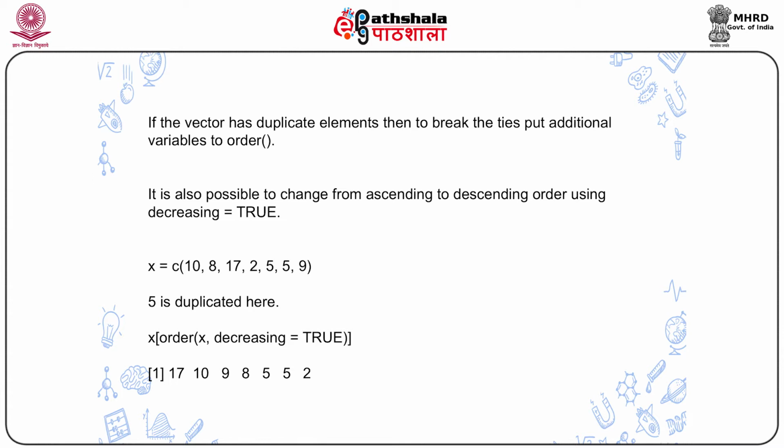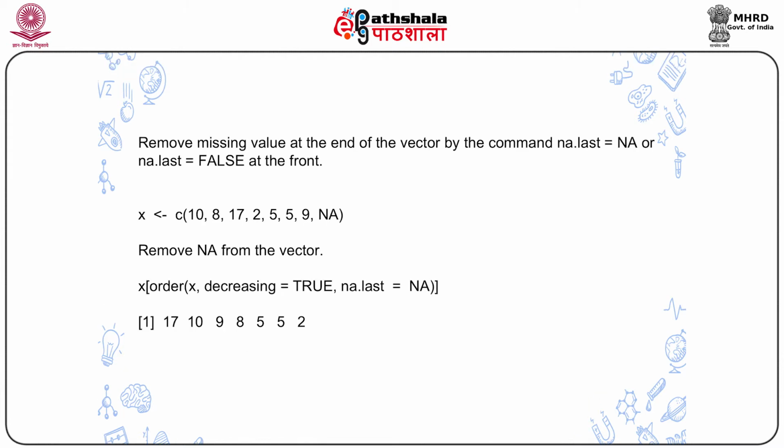Now, if there is any missing value at the end of the vector, you can always remove them with na.last equal to NA, or put them at the front with na.last equal to FALSE. Consider the last example and include an additional NA inside the vector.